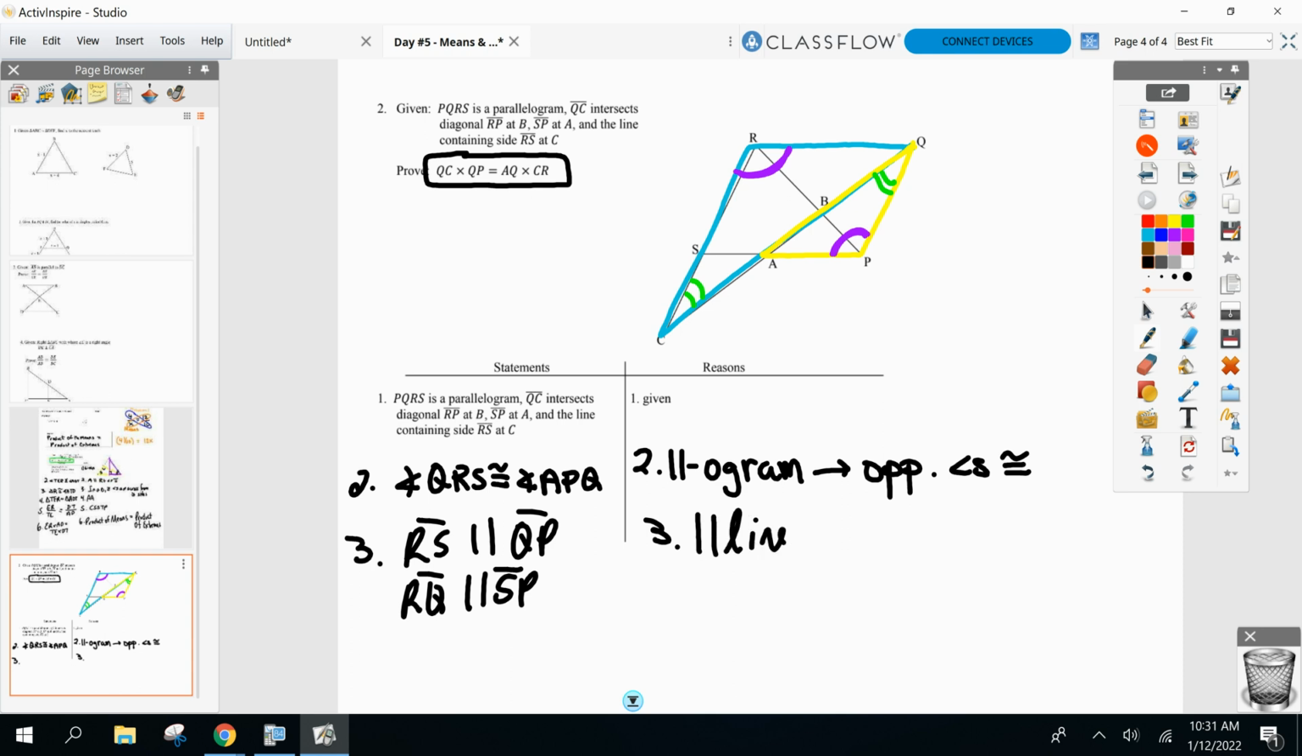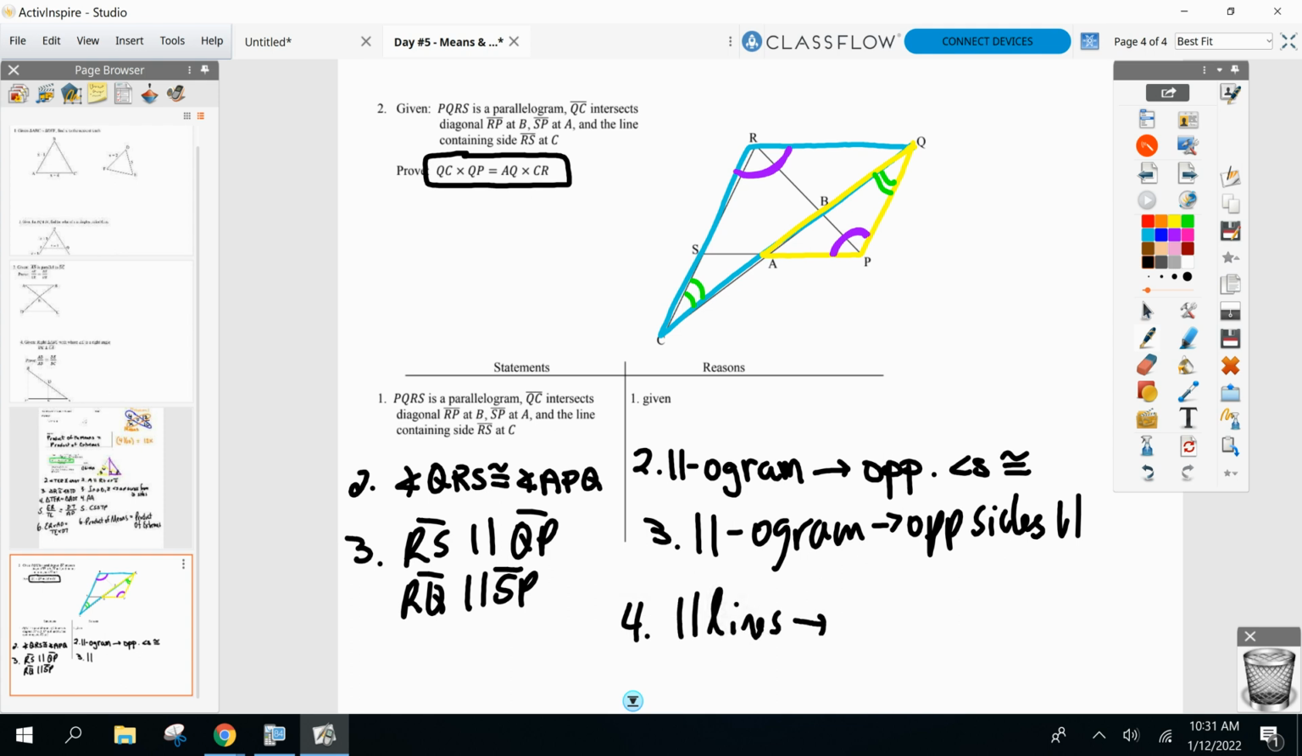Parallel lines imply... no, I'm not ready for that yet. Just drew a blank right there. Parallelogram implies opposite sides parallel. Then you tell me, based on what alternate interior angles you use, parallel lines imply alternate interior angles congruent. Angle, AA similarity. Then corresponding sides are proportional, and the product of the means equals the product of the extremes.